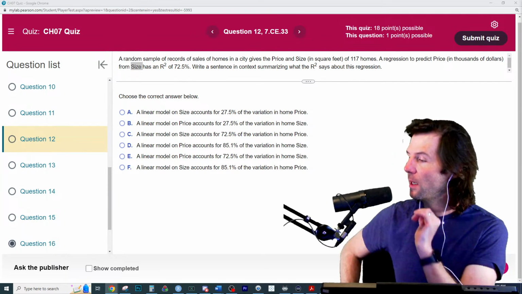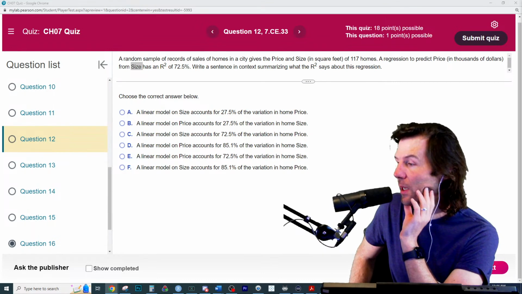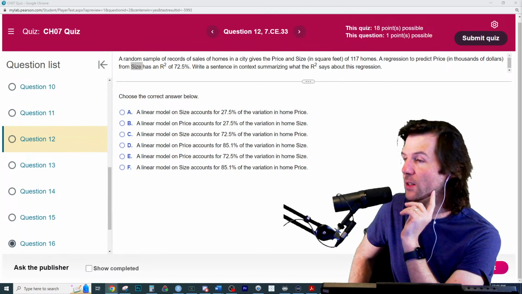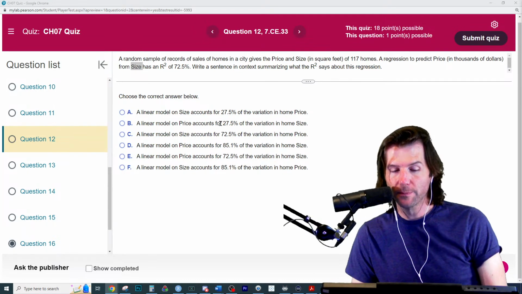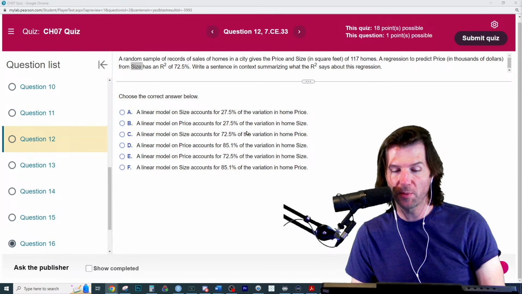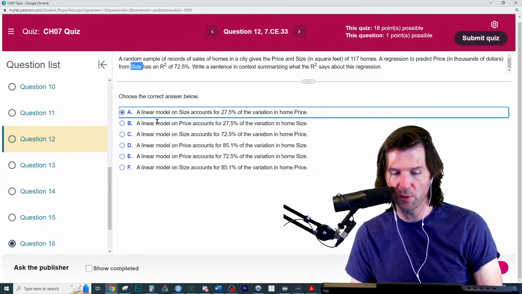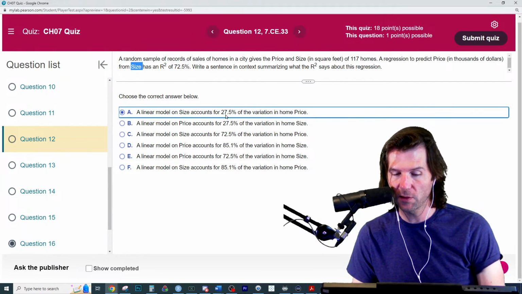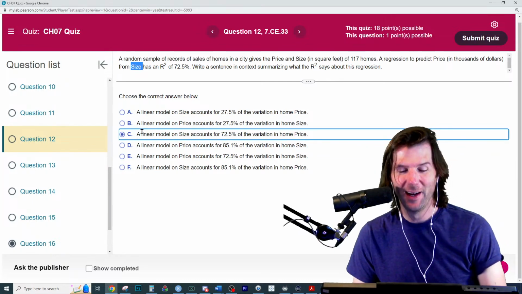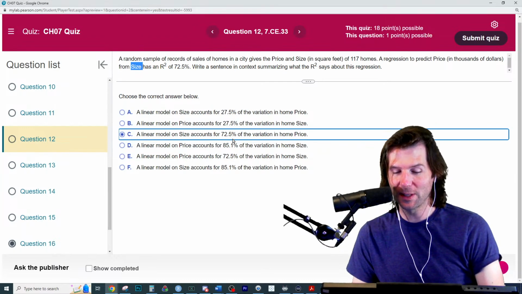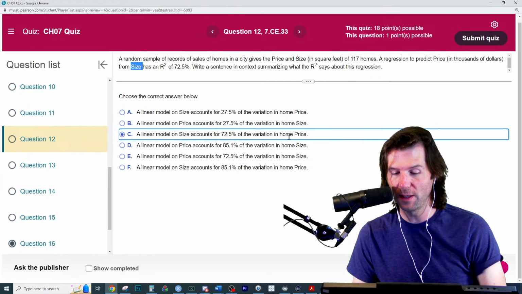Oh, I think Jesse's done it. 72.5% of the variation in price is explained by the variation in size. So a linear model on size. So we're trying to figure out the price. Oh, I think this is it. Really? First one. A linear model on size accounts for... No, but it's the wrong number. So look, we can narrow it down to 2 answers right here by looking for the right percentage. A linear model on size accounts for 72.5% of the variation in home price.